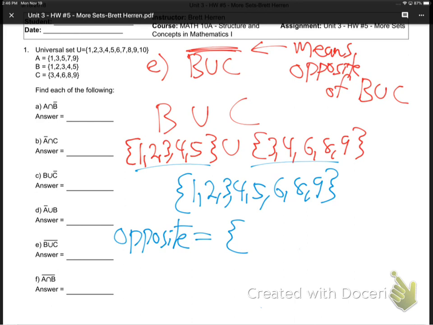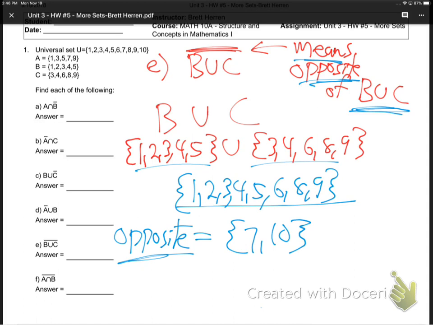Am I going too fast? So there's them united together. I just put B and C and united them together, but the bar means the opposite of it at the very end. So the opposite of 1, 2, 3, 4, 5, 6, 8, 9. What's not there? 7 and 10. Is that good? Hopefully that's the right answer.